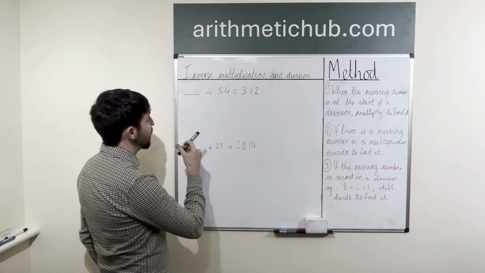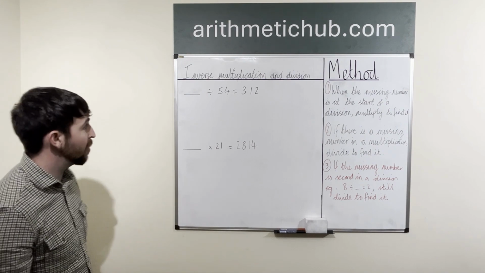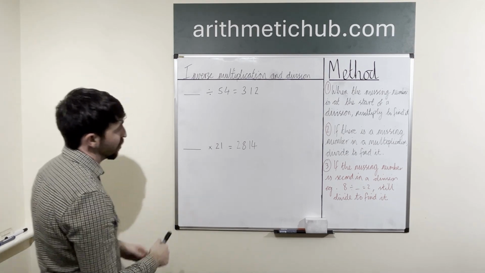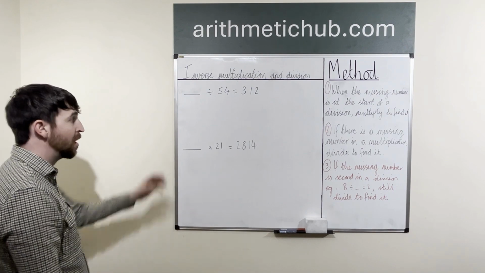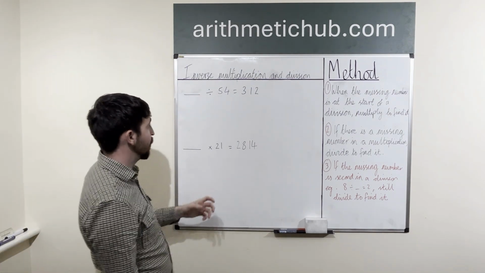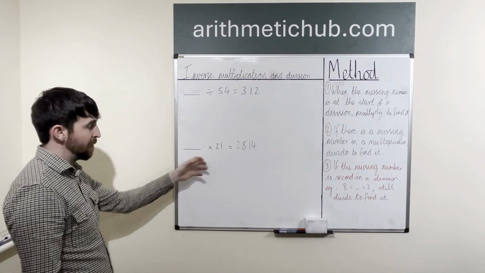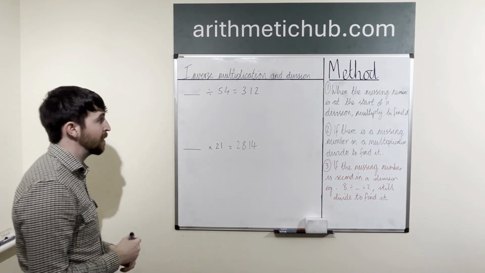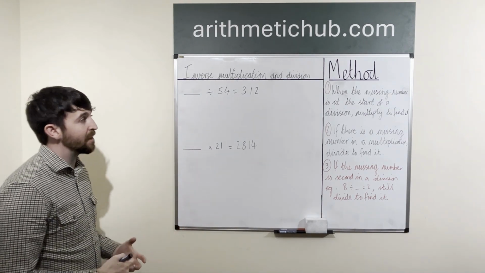Hi everyone, so today we're going to have a look at inverse multiplication and division. Now we've looked at the inverse a lot, so when we do the inverse, what we do is we do the opposite operation. The opposite of multiplication is division, the opposite of division is multiplication. So these are some of the questions we might see with this. Something divided by 54 equals 312, or something multiplied by 21 is going to give us 2,814.